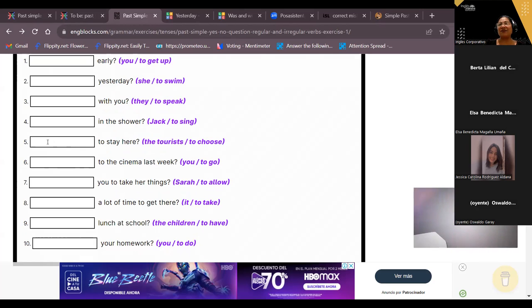Can you repeat number five? Did they start? Okay. Did they, pero el verbo es estar final, to choose. Entonces tendría que ser, did they stay? No. El verbo está al final en morado, después de tourist. And did they choose? Did they choose to stay here? Or did the tourist? Did the tourist choose to stay here? Number six.